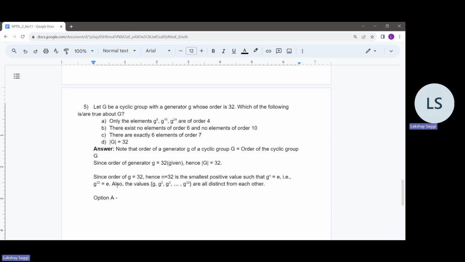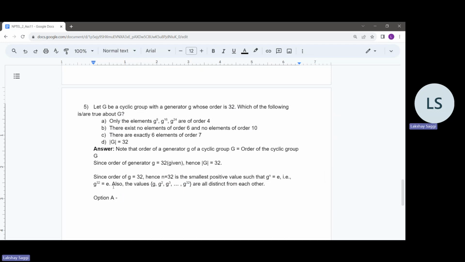So this is also a property of G, because if two values were equal, let's say G squared and G to the power 10, it would mean something like G raised to the power 8 is 1, because we could multiply both sides by G to the power minus 2. But we know that G to the power 32 is the smallest value at which G to the power n is 1. So that's why these values g, g squared, g cubed till g to the power 32 are all distinct from each other. So this is also from the lectures only, nothing new.